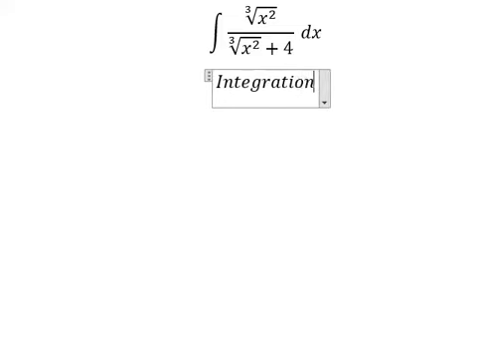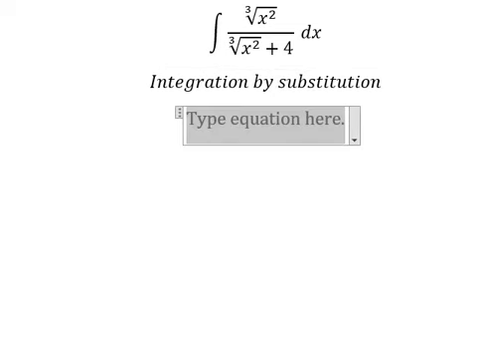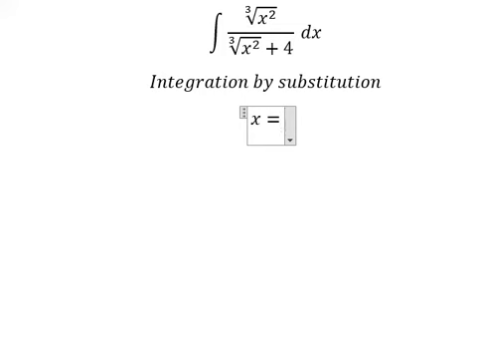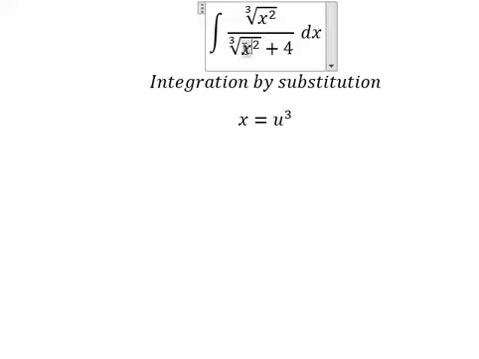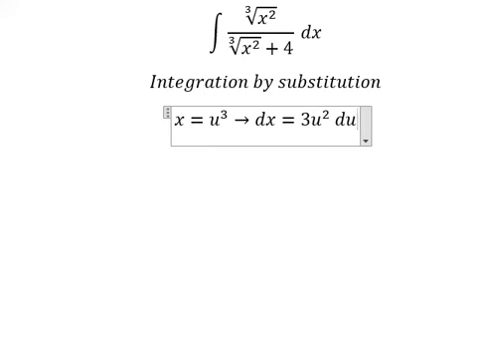We need to use integration by substitution. So I will put s equal to u to the power of 3, because if I put this one goal here and here, we can cancel the cubic root. Later that we do first derivative for both sides, and we have 3u squared du.